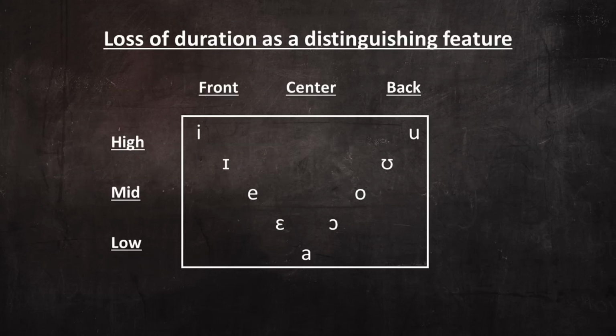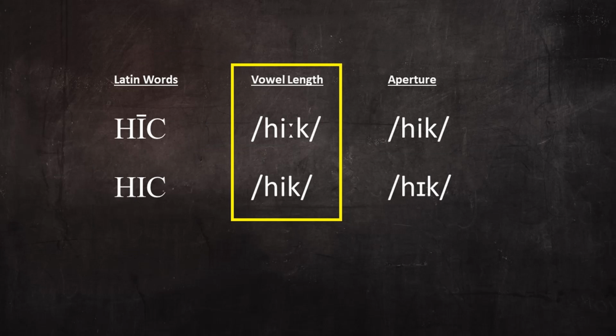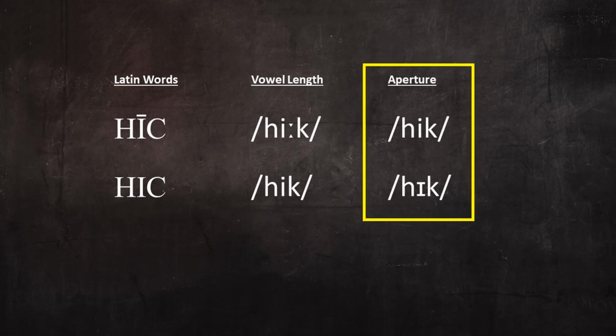This led to the merger of long A and short A, which had no difference in aperture, reducing the Latin vowel system to the following 9 phonemes. This shift is exemplified in word pairs such as this. Initially, they were distinguished mostly by vowel length, but later became distinguished by aperture.